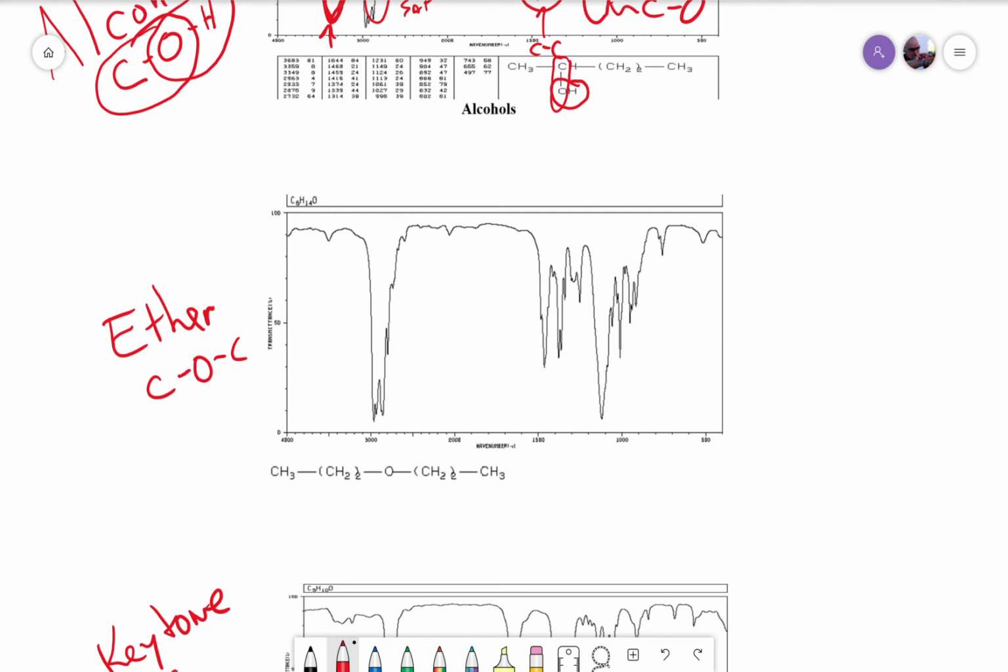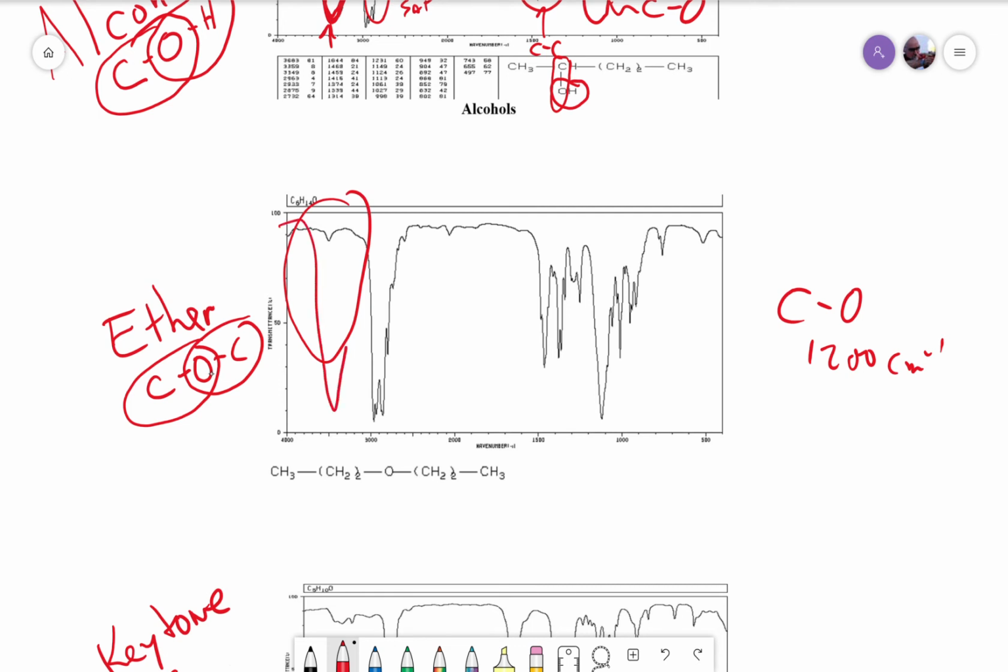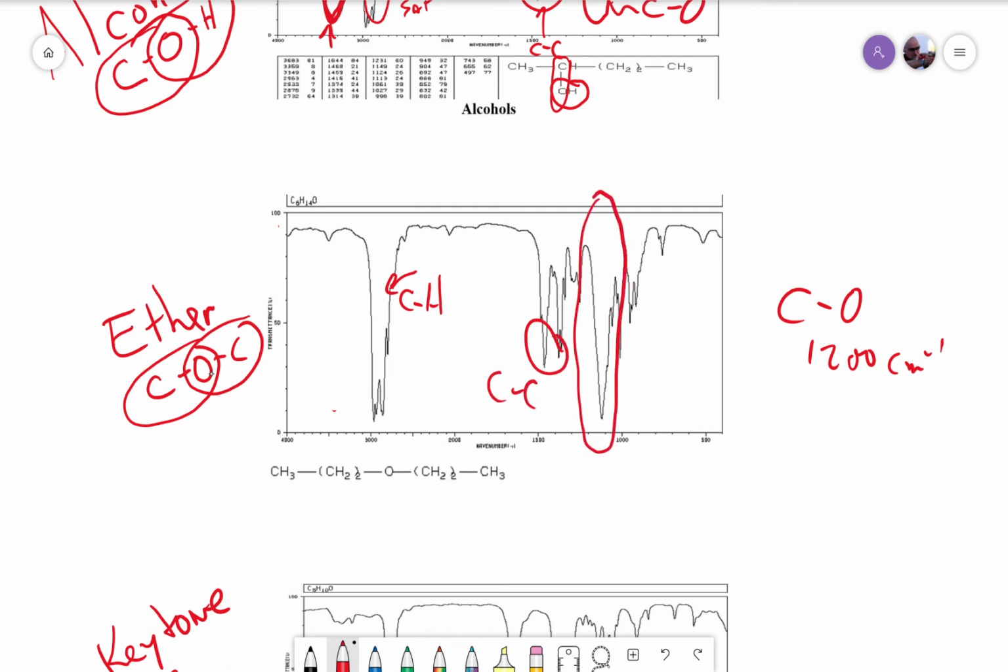If we go to an ether, really that's only going to have the CO single bond stretch at about 1,200 or so. If you look, there's no big peak here indicating that there is an alcohol. So we know there is no OH stretch in this molecule. We still have the CH stretch here and the CC single bond stretch here. And note, here is the big stretch of the C single bond O.